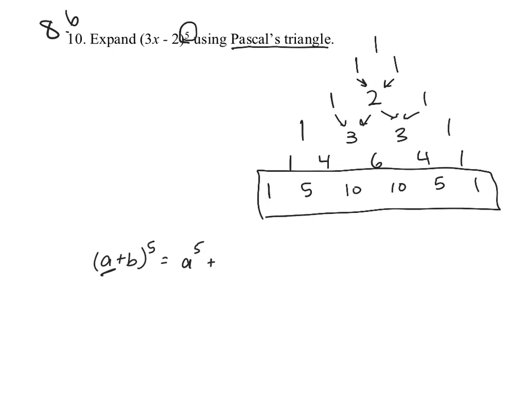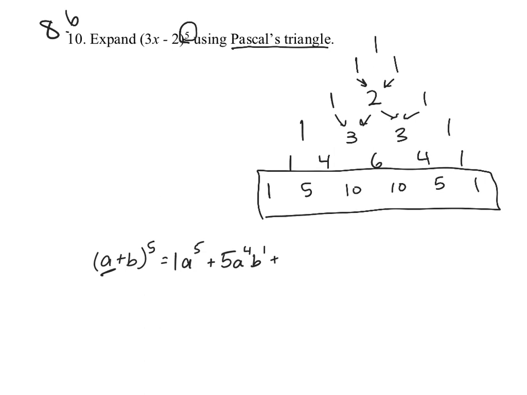Then the next term, oh, and you use this coefficient right here, so it's 1 times that. The next term is going to use this as a coefficient, so it's going to use 5. And then the first term a is going to decrease in power, so it's going to be a to the 4th. And then you're going to use this term to the 1st power. The sum of the powers always has to equal the original exponent there.